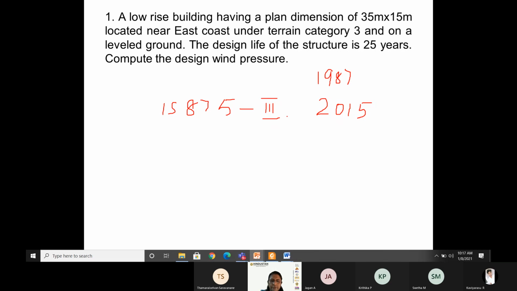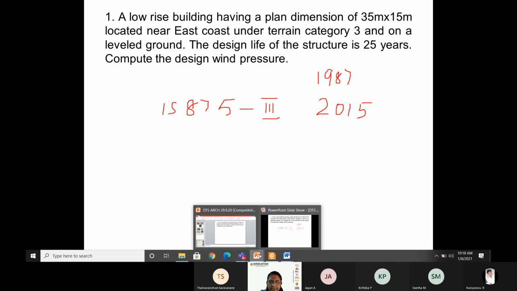Everybody should have your wind load design code book and the earthquake load code book. IS 1893 and IS 875 part 3 should be there with you throughout, because when you do the analysis, you have to refer to the code book and do the problems. Here I'll just briefly look into the IS 875 part 3 today. Using that, you can do the problems and find out the wind load.